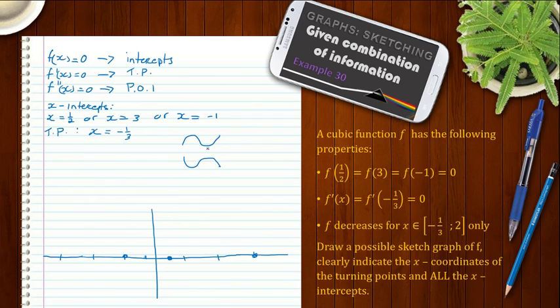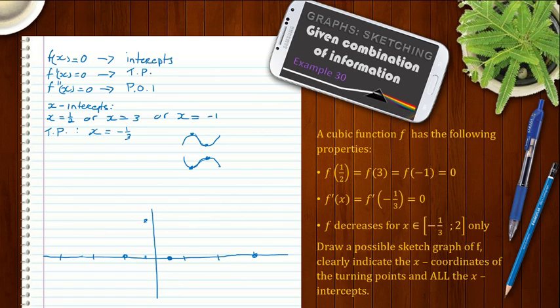So if it says that it decreases from negative 1 over 3 to 2, we just saw that one of the turning points is at negative 1 over 3. That means from this turning point down to this turning point, this form decreases. But this form, from this turning point to this turning point, is actually increasing. So therefore, we know the first shape is the shape that we're looking at.